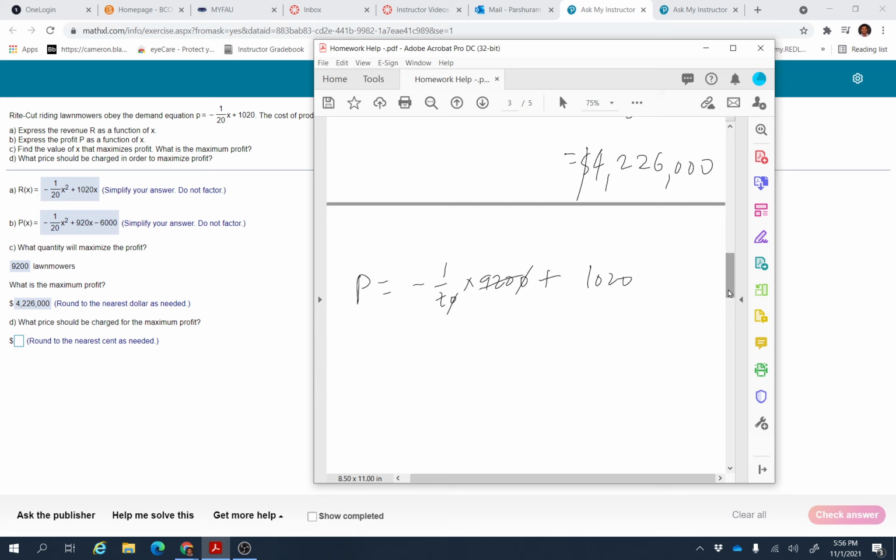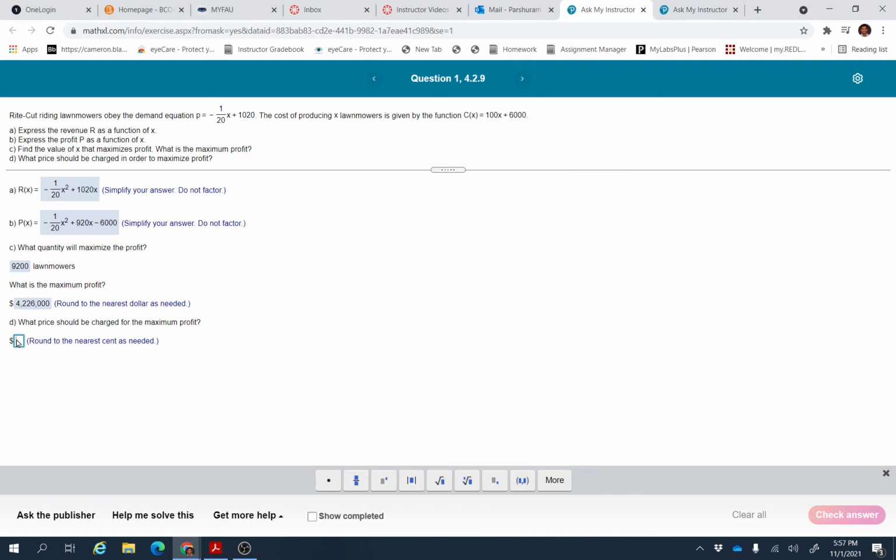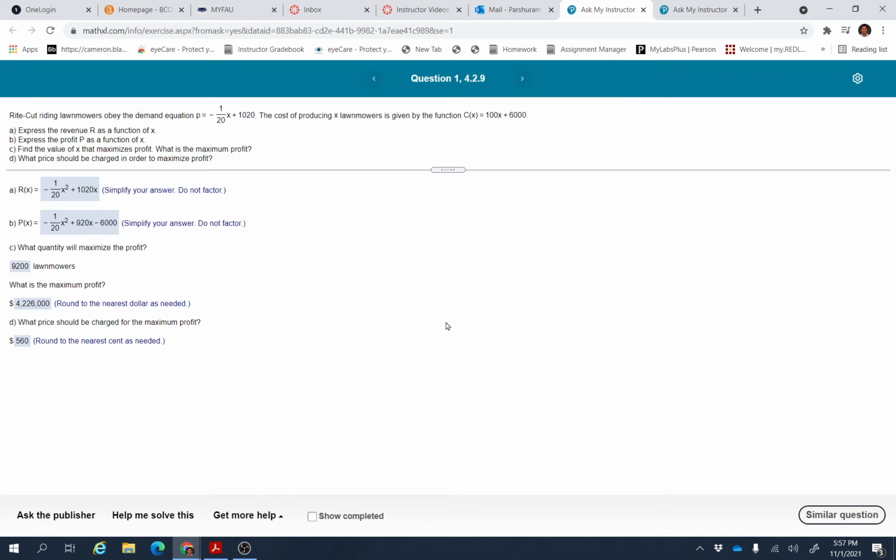If you use your calculator, you can find your answer. It's negative 460 plus 1020. So what is that? That is 1020 minus 460. That's 560. The price should be 560 to have maximum profit. So it should be $560 to have maximum profit. Okay, so always keep in mind, to answer this kind of question, you have to use the quadratic function and its vertex.